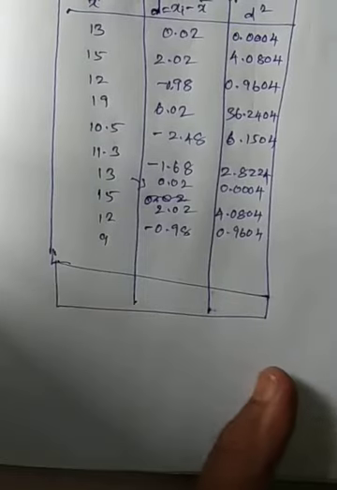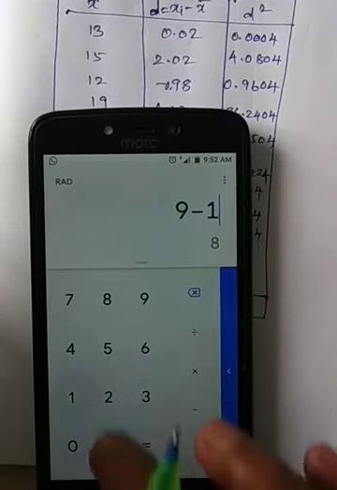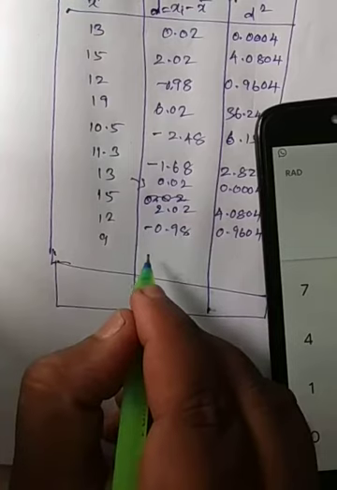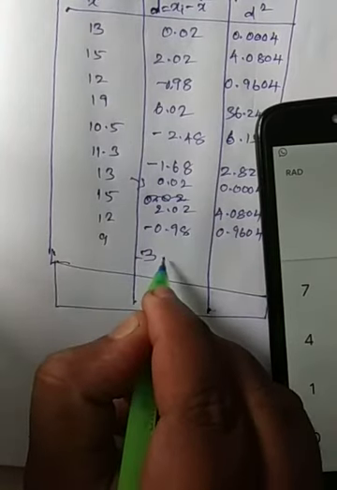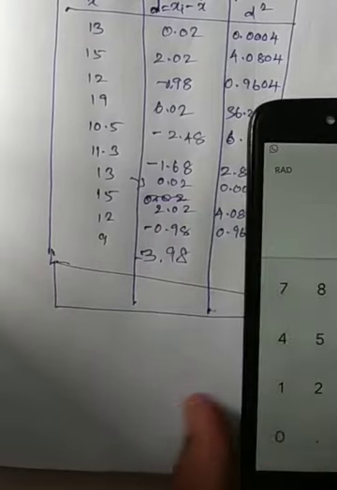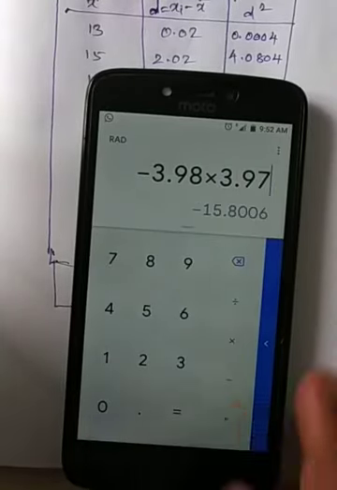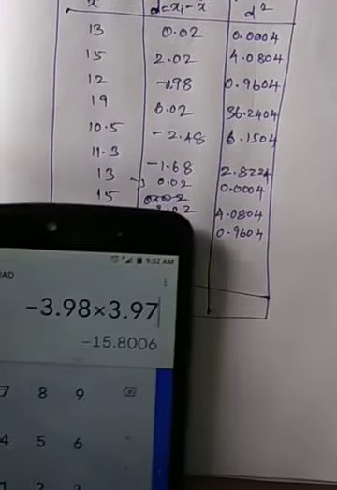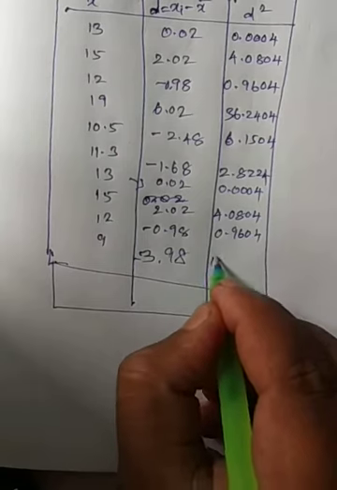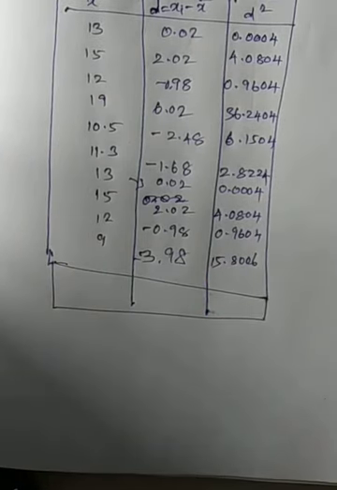Here the final value 9. So 9 minus 12.98. If I am doing it, 3.98 is coming. So minus 3.98. I have to multiply again the same, into 3.98. So we are getting 15.8006. That's the value we are getting.